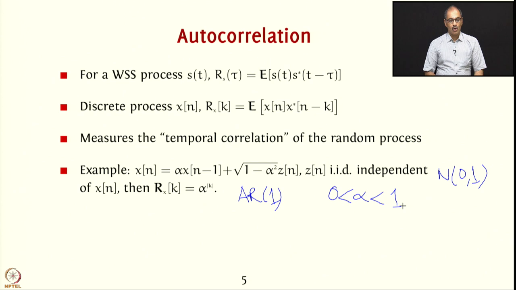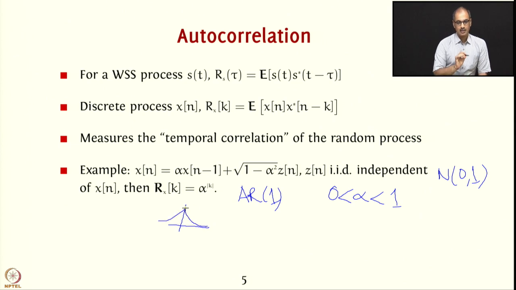Then the autocorrelation function alpha power mod k will look like this. Let's say I draw it continuously, it will look like this. That is, it will have some amount of decay as you keep going further and further. Of course, if you substitute k equal to 0, you will get 1. Therefore, the variance of the process Xn is going to be 1. In fact, for this particular model, it is going to be Gaussian as well.